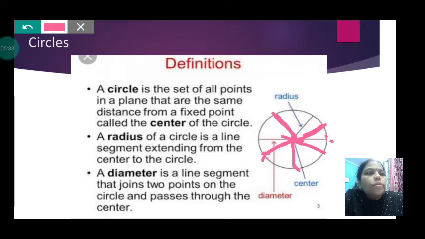And what does the radius do? It is a line segment. This is a line segment extending from the center to the point on the circle, and that makes the radius.